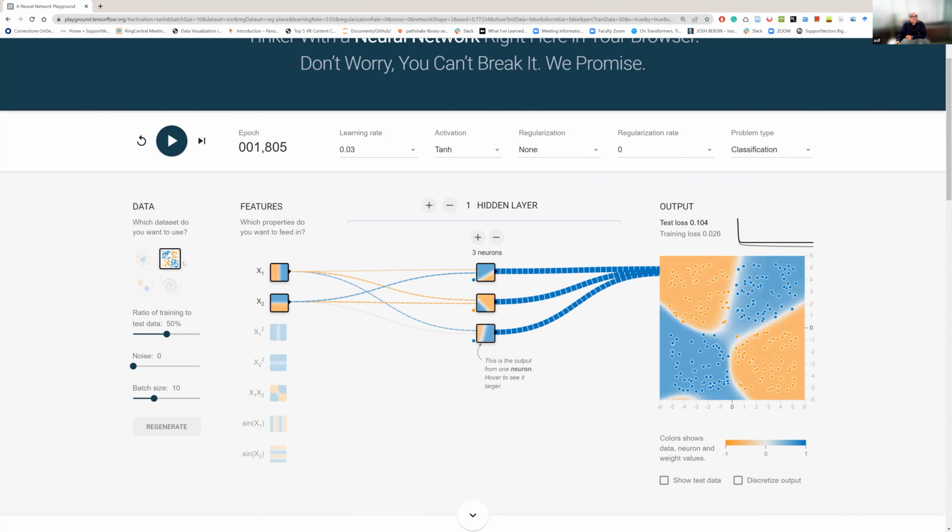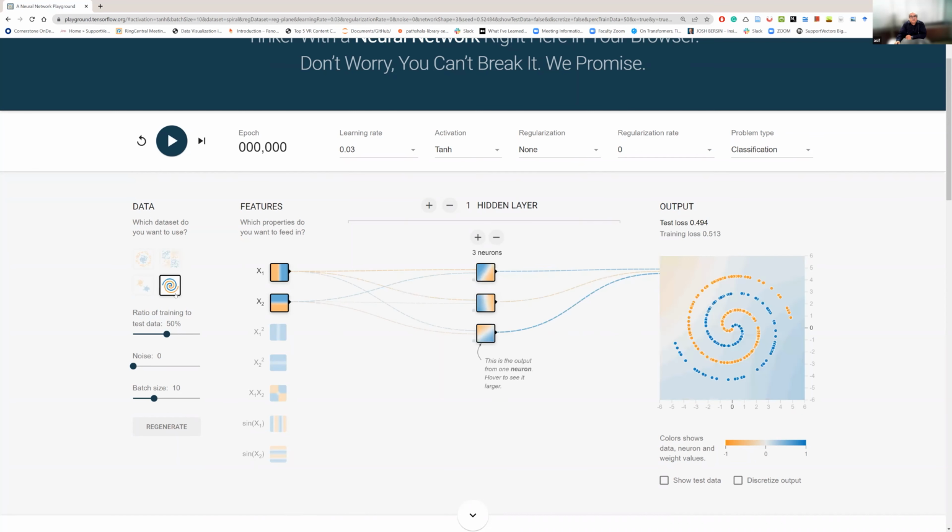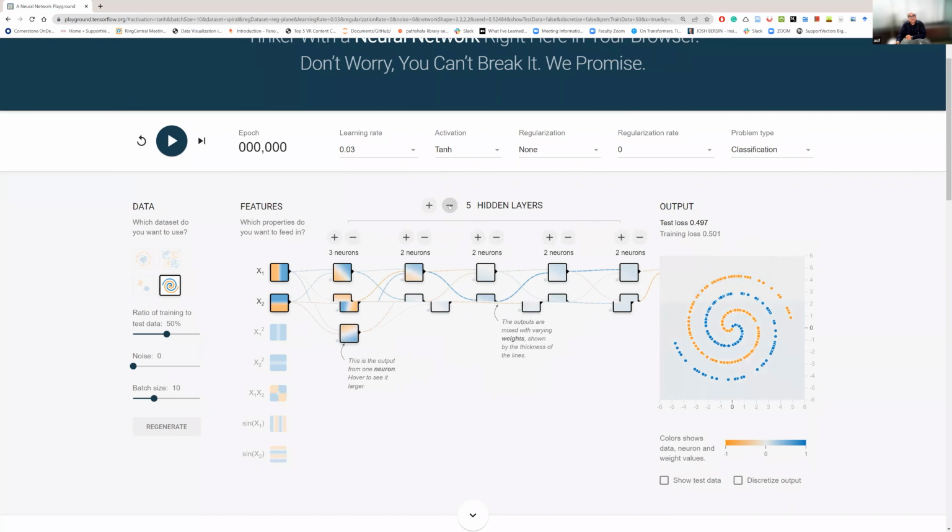Now, let's try something more complicated. You say, well, how about this? This should be really complicated, wouldn't you agree? So let's see, will one neuron do? No chance. What about two neurons? Will this do? Not quite. This is not doing any better. What about three neurons? That didn't do either.